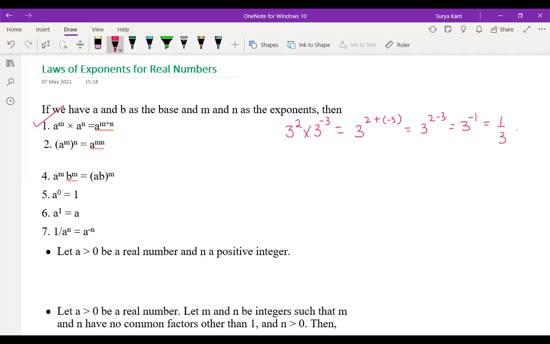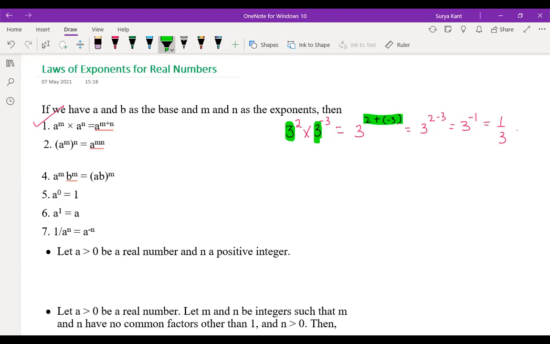Are you having doubt in any steps? If the base is the same, base means this is 3 and here also it is 3, if both are the same, your powers should be added. That's it. The first law is that only.